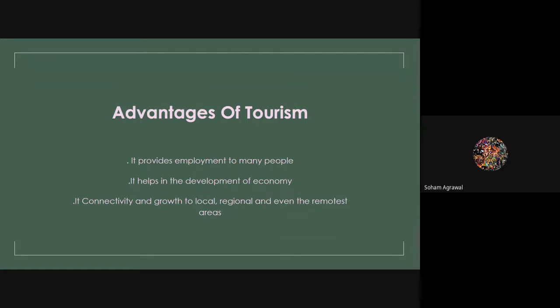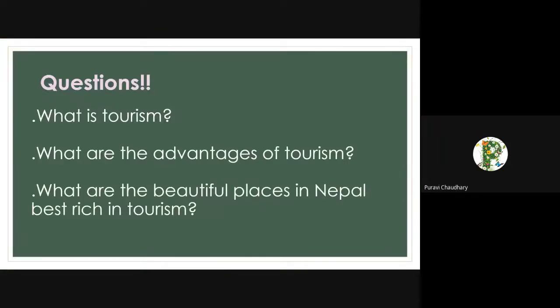Advantages of tourism. It provides employment to many people. It helps in development of economy. It brings connectivity and growth to local regions, and even to the remotest areas. Questions. What is tourism?